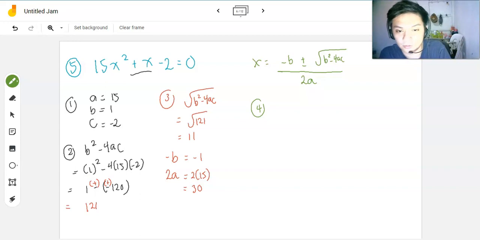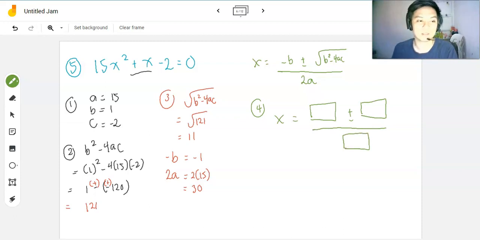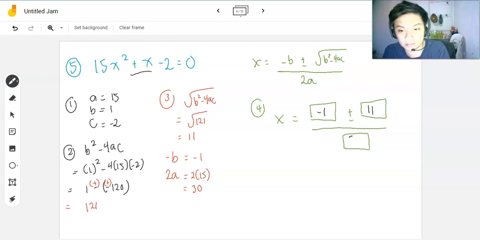Kaya nga sa step 4, magpa-plug in na lang talaga tayo kasi lahat ng tatlong yan nakuha na natin in step 3. So, drawing ko lang yung mukha ko. Yan, isang mata, ilong, isa pang mata, line, tapos bibig. Okay, so what do we write in the first box? Yung negative of B. So, negative 1 yan. And then, pangalawa, we write yung 11. Tapos sa baba, yung 30.